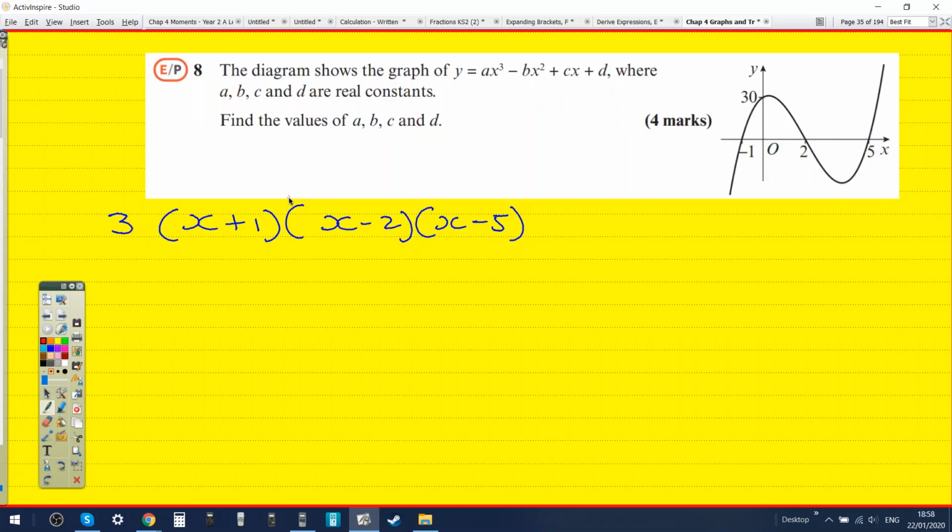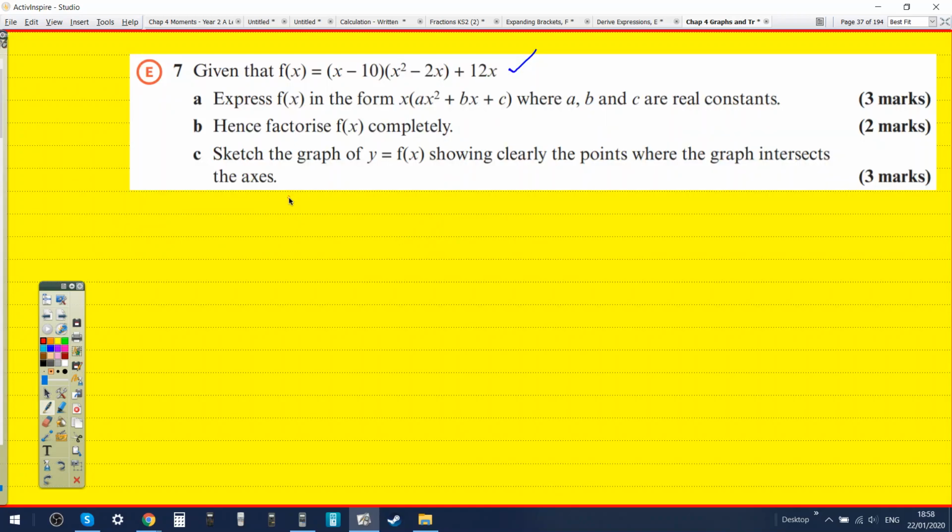And you don't have to actually, like, 3 times any of those brackets will work. So 3x plus 3, or 3x minus 6, or 3x minus 15. But, you know, just put the 3 on the outside. Yeah.